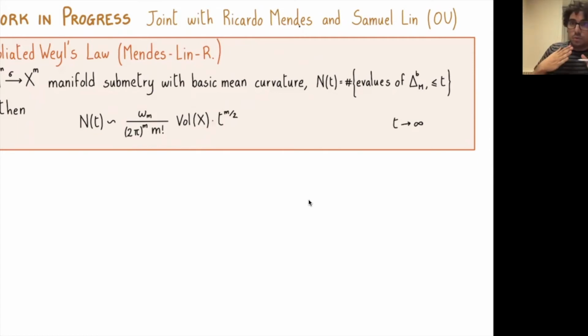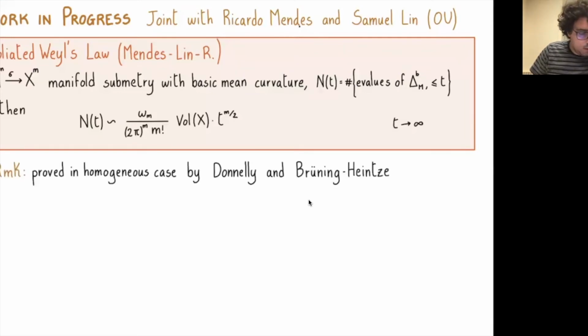So essentially the idea is that you can read off the volume of the base of a manifold submetry out of the asymptotics of this number of eigenvalues of this Laplacian. Again, this fact was proved in the homogeneous case, where we are dealing with a group action. This was proved by Donnelly and separately, but pretty much at the same time, by Brüning and Heinze.